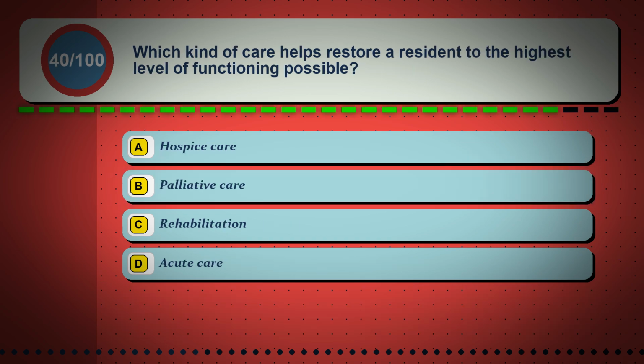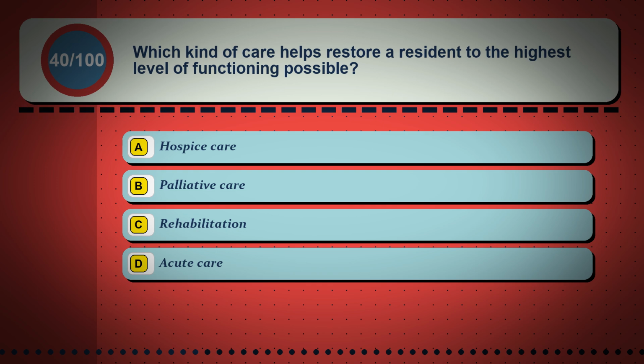Question 40. Which kind of care helps restore a resident to the highest level of functioning possible? Option A. Hospice care. Option B. Palliative care. Option C. Rehabilitation. Option D. Acute care.